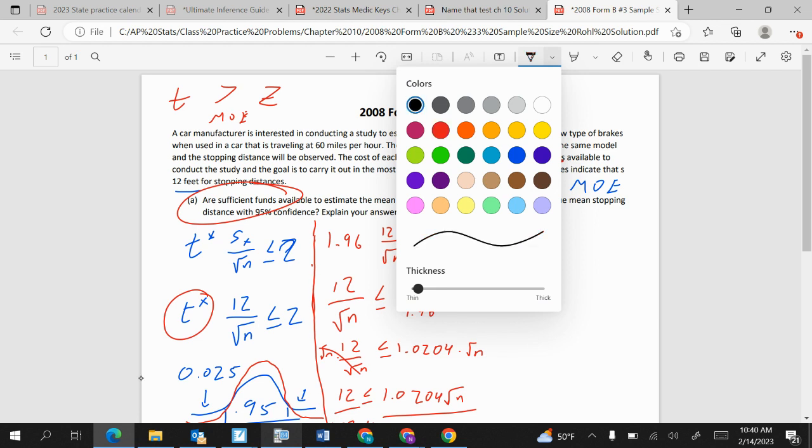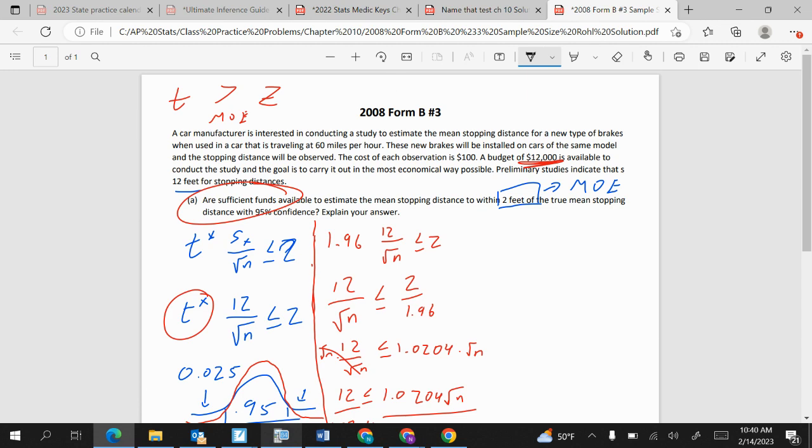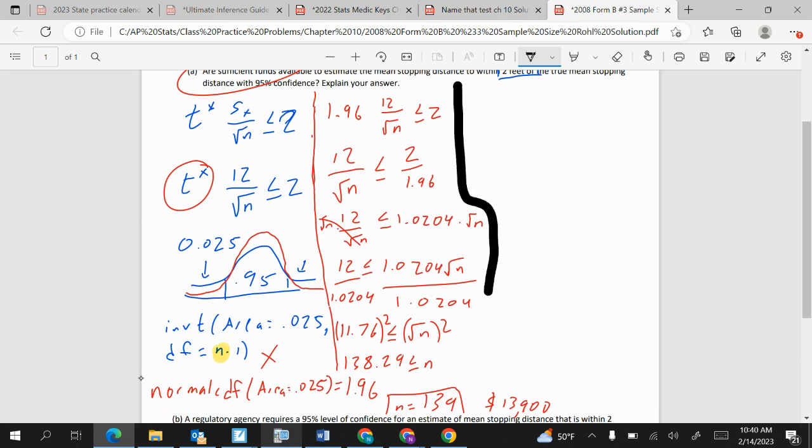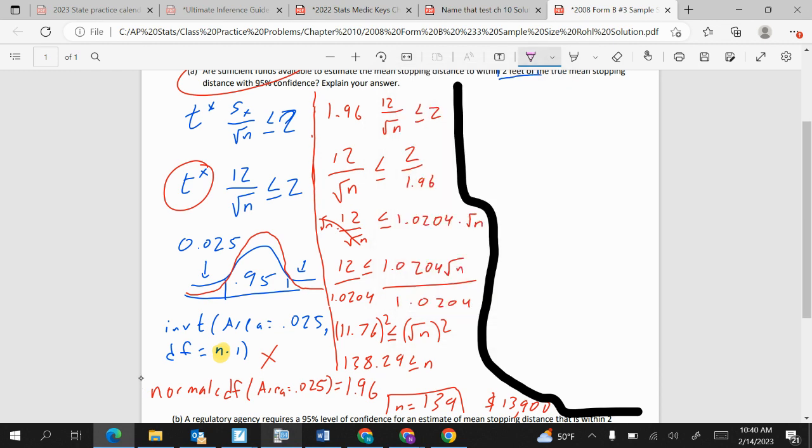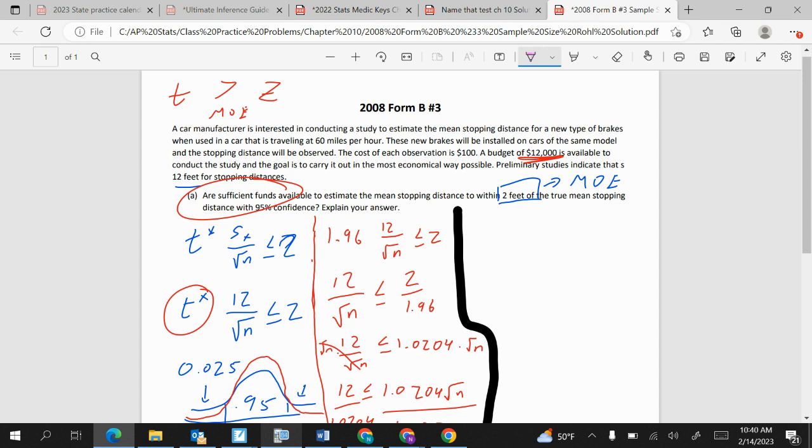So that's one thing. I want to show you another way to do this problem potentially that one of your classmates came up with and told me about. Okay, let's go with this idea of seeing if we have enough money or not. So my budget is just $12,000. If each sample is $100, that means my sample size, the most number of tests I can do, equals 120, because that times 100 will hit my budget. So that's the most I can do.